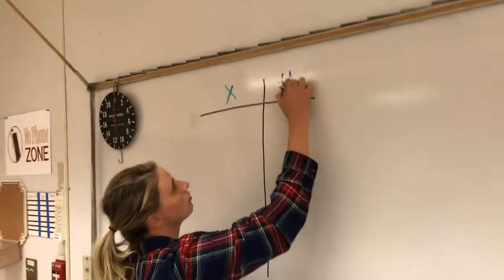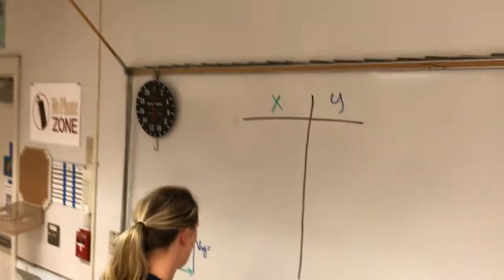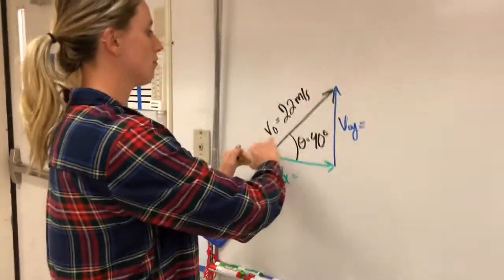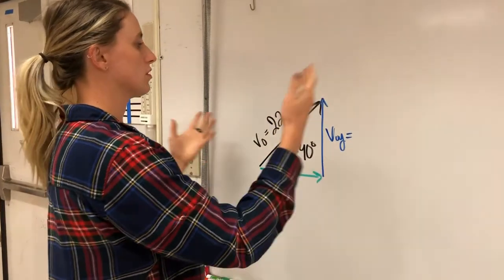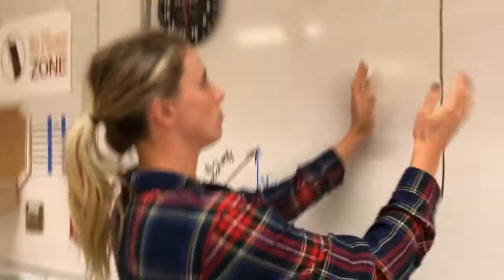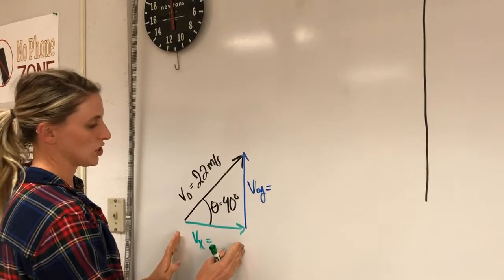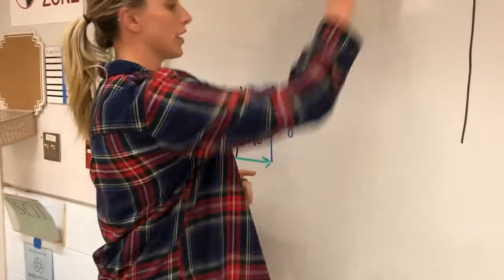So remember, whenever we're dealing with vectors, and we break it into components, a 2D projectile motion problem, anything with two dimensions, we always want to look at the X and the Y independently. And so let's go ahead and write the equation that we were going to put right up here.